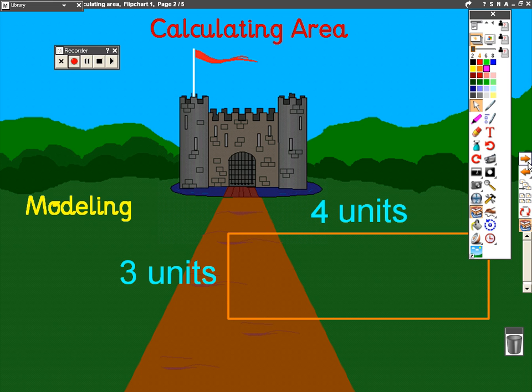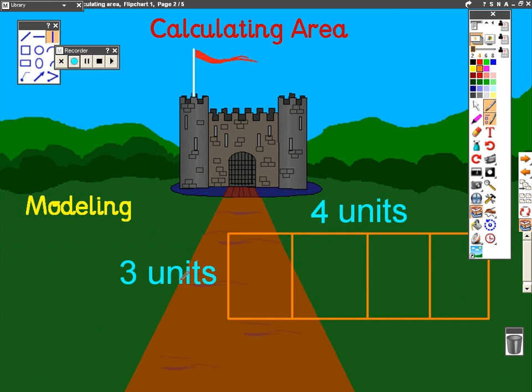So, first thing we're going to do is we have this rectangle that's 4 units long. So we're going to break the length into 4 equal parts for our 4 units. So I'm going to draw my 3 lines. 1, 2, 3. And break these into 4 equal parts.